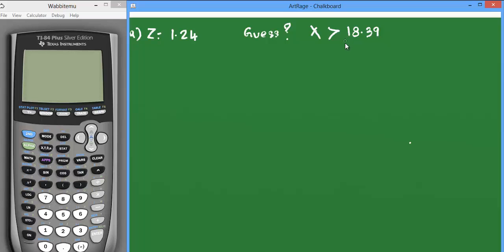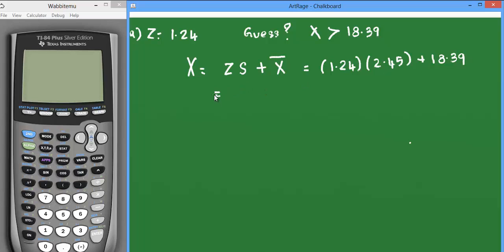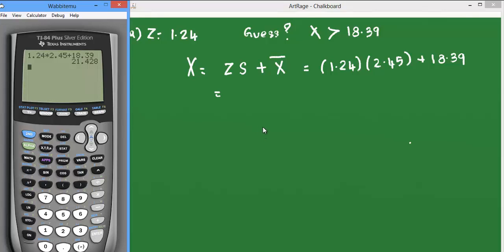Now, why should x be greater than 18.39? Because the z-score is positive. The reverse operation can be achieved using the formula x is equal to z times s plus x bar. Well, x bar is 18.39, z is given in the problem as 1.24, and the standard deviation was 2.45. I put them all together in a calculator: 1.24 times 2.45 plus 18.39. That gives me an answer of 21.428.